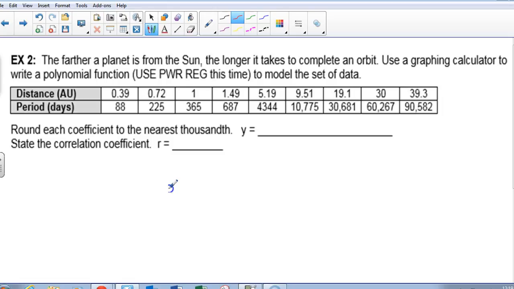On this next one, we're going to do X and Y, list 1 and list 2. This is, the further a planet is from the sun, the longer it takes to complete an orbit. So this is the distance in some kind of units, I don't know, and the days for one orbit around the sun. Okay, can you guess which planet is us? We have 365 days in a year, right? Okay, so type those in list 1 and list 2.